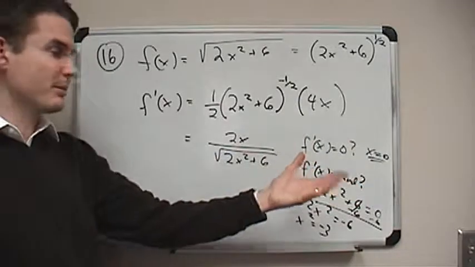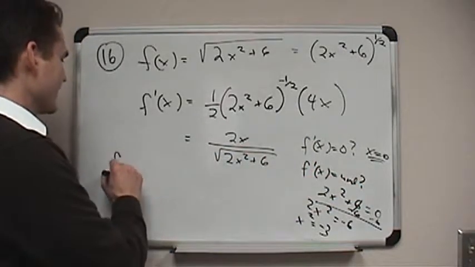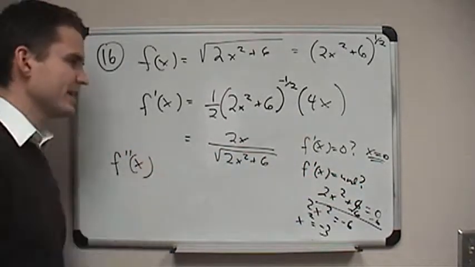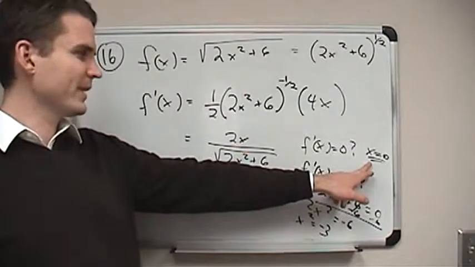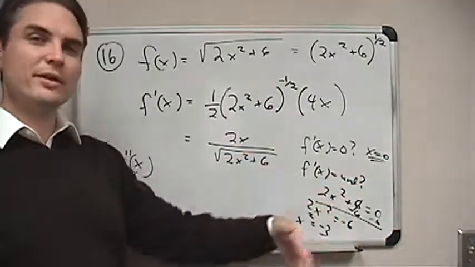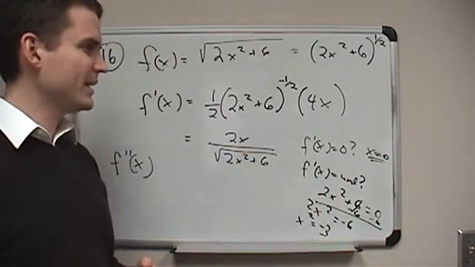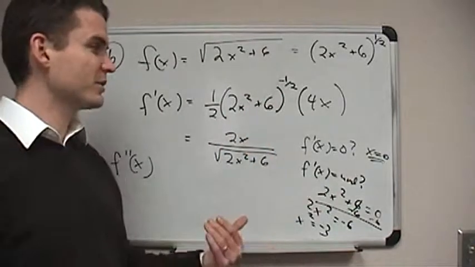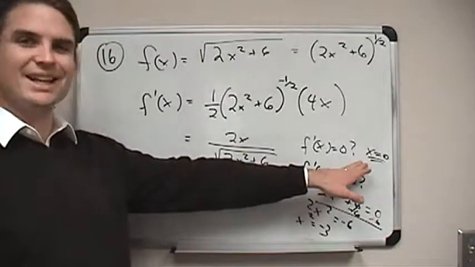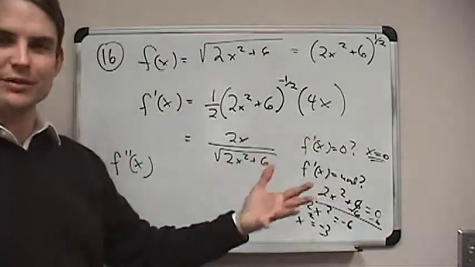Do we have neither of the above? Well, that's where we need the second derivative. The second derivative test says that if you have a critical number, where the derivative was 0, which we have here, if the second derivative is positive, that critical number gives you a minimum. If the second derivative is negative at this number, it'll give you a maximum.